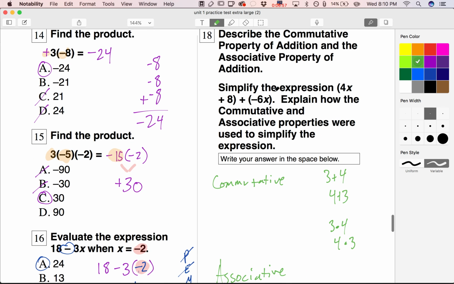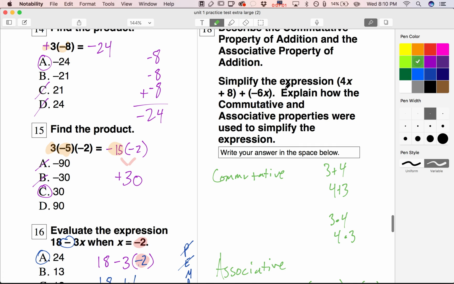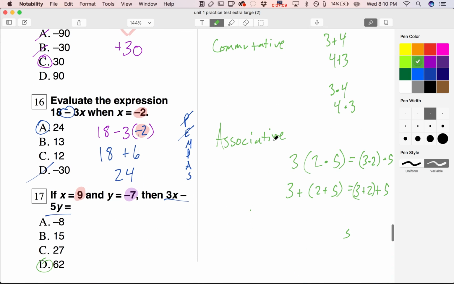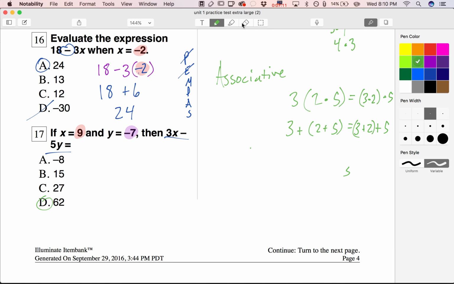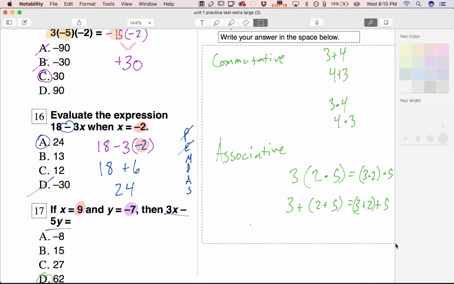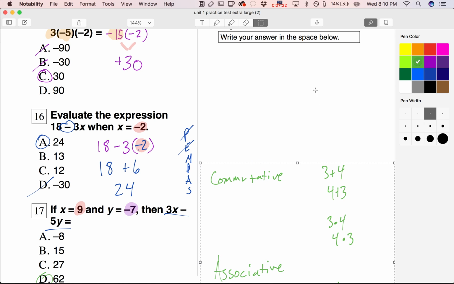So now let's look at the expression 4x plus 8 plus negative 6x now that we refreshed our memory on that. How is it that the commutative and associative properties were used to simplify this expression? So if I do something like, actually I can move this. Let me move this real quick below, so we still have those notes. Okay, now I have room for it.